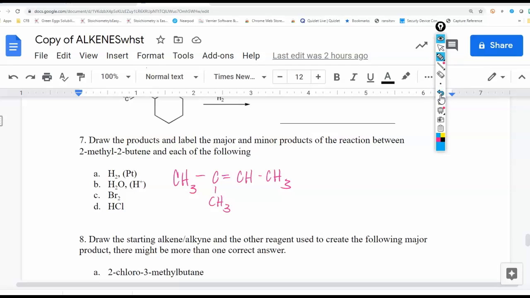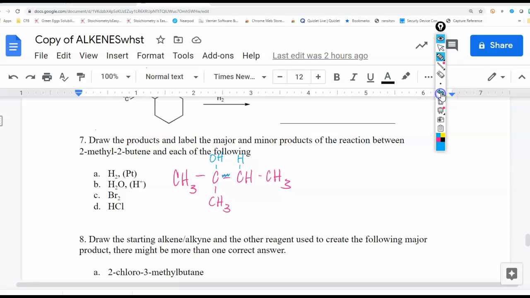In B, we're going to be adding on an asymmetrical water. And so that is going to be asymmetric added to asymmetric. So again, we are going to break the double bond, but now I have one tertiary carbon, which is where the OH is going to go, and I have one secondary carbon, which is where the H is going to go. So I'm going to put them there like that.